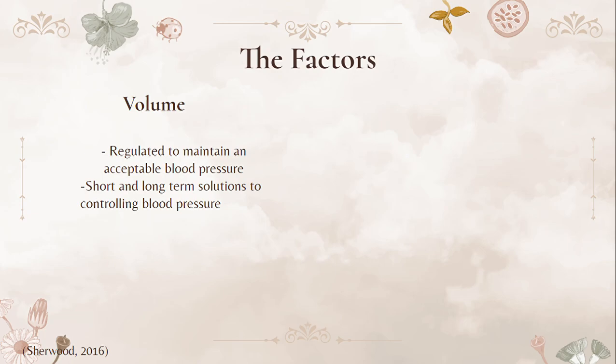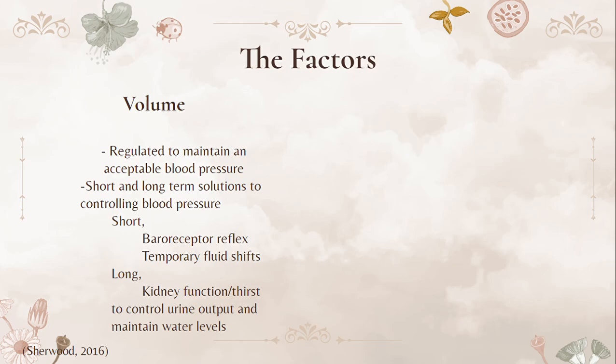There are short and long-term solutions that the body has for controlling blood pressure. A short-term solution is the baroreceptor reflex or temporary fluid shifts from the plasma to the interstitial fluids. Long-term, kidney function and thirst sense control urine output and water input, trying to get sodium levels to where they need to be.